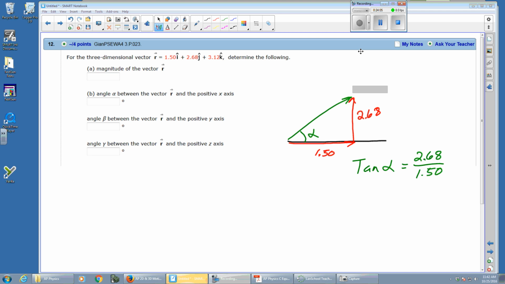Now, what's the biggest danger when you're working with angles? Radians versus degrees. Just make sure they're asking for degrees, so make sure you're in degrees when you're doing it. The angle beta between the vector r and the positive y-axis. Oh.